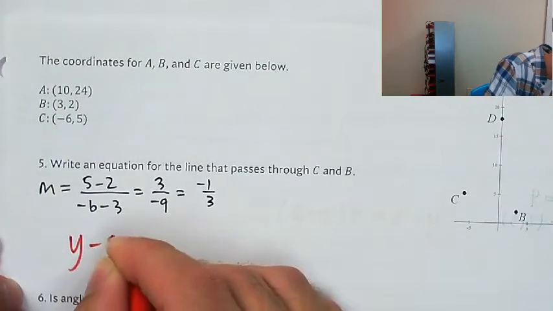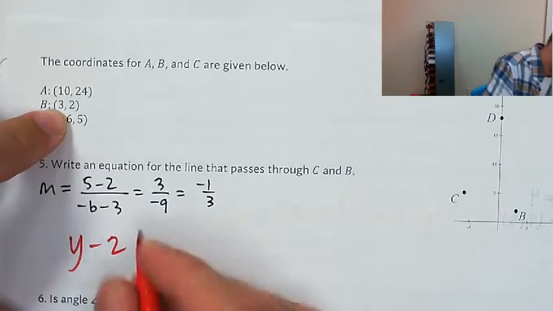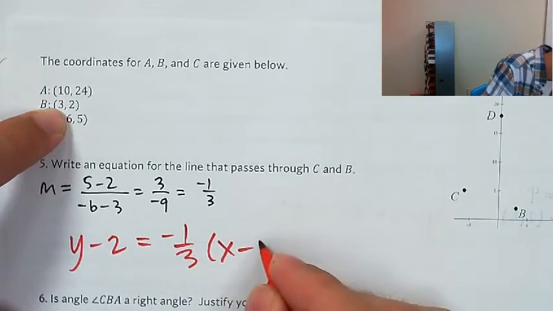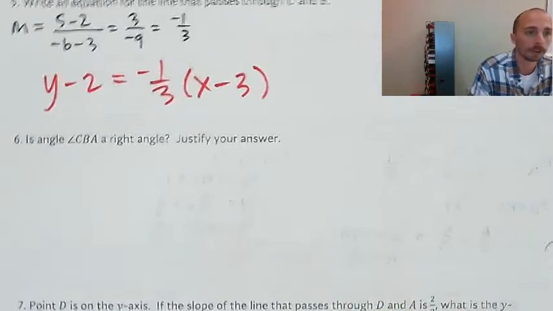I'm going to say y minus the y-coordinate of a point I know is on the line, (3, 2), is going to equal the slope times x minus the x-coordinate of a point I know is on the line, which is going to be 3. And that's good enough. Walk away. You've got a right answer.